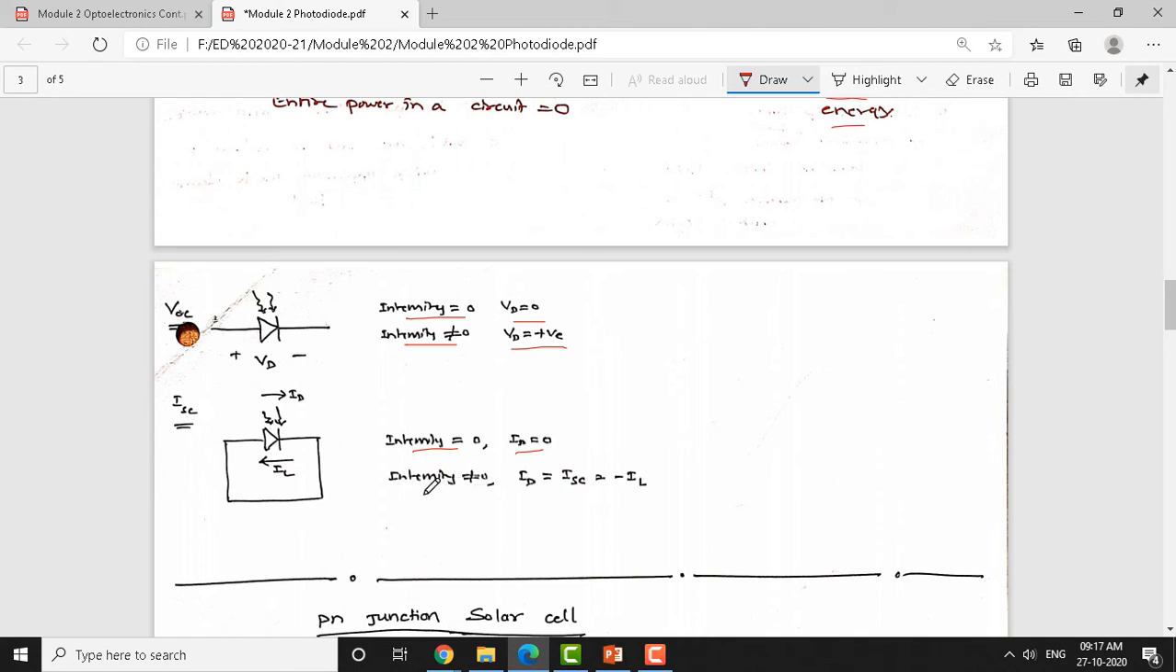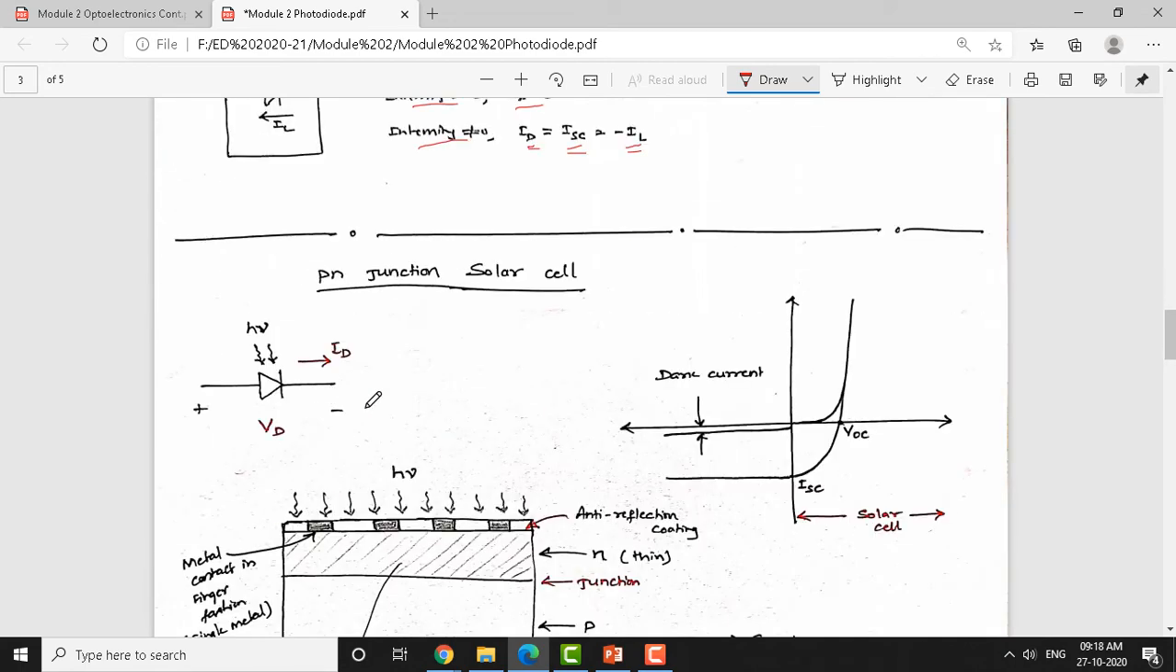When photons are injected here, when the intensity is not equal to 0, when the light photon energy is made to fall on this, then the diode current will become equal to ISC, which is also equal to minus IL. Okay. So, these are the conditions you need to be aware of for open circuit and short circuit.